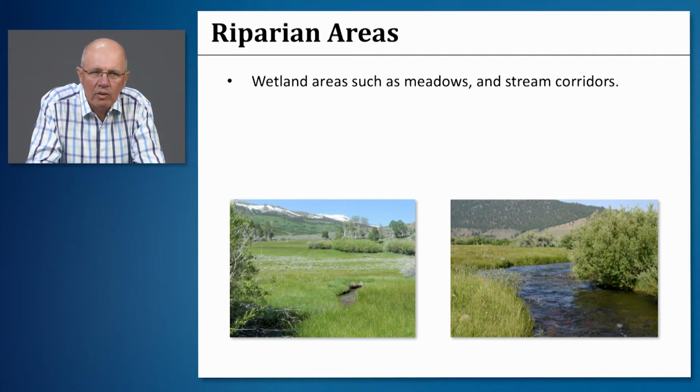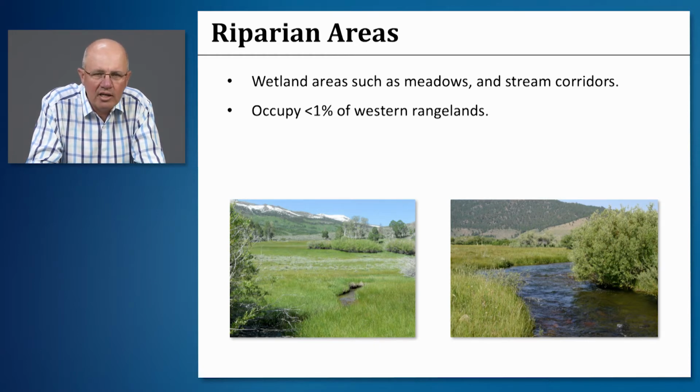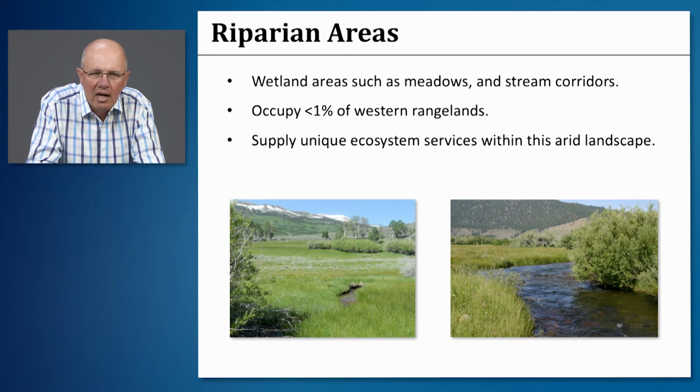Riparian areas, which are wetland areas such as meadows or stream corridors, as depicted in these photographs, represent less than 1% of the land area in western rangelands across the U.S. However, they supply unique ecosystem services within this arid landscape. Unique plants, unique animal species, both aquatic and terrestrial, depend upon these habitats within this arid system. Yet these occupy a very small area.